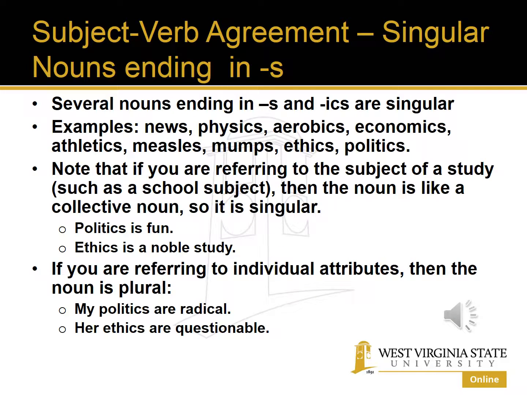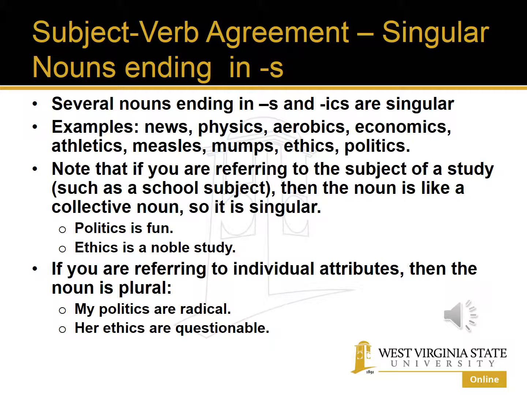And the final topic that we want to talk about with regard to subject-verb agreement is singular nouns that end in S. Several nouns end in S or ICS, but they're not plural nouns. So you need to be careful with those. They take a singular verb. For example, news, physics, aerobics, economics, athletics, measles, mumps, ethics, politics. These are all singular nouns.